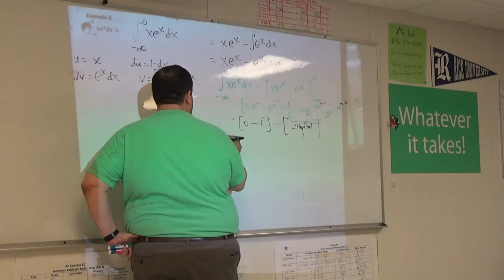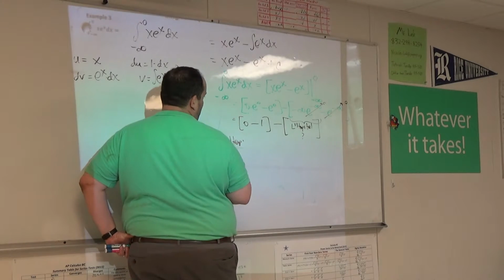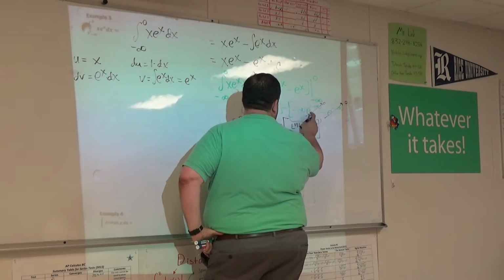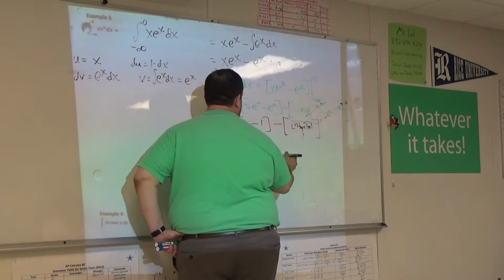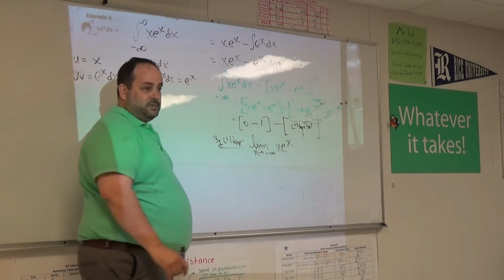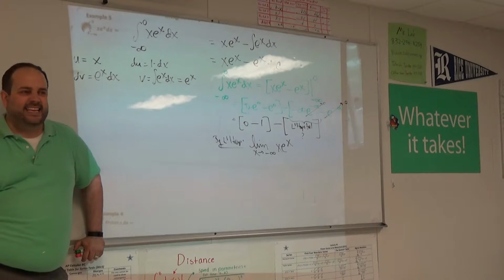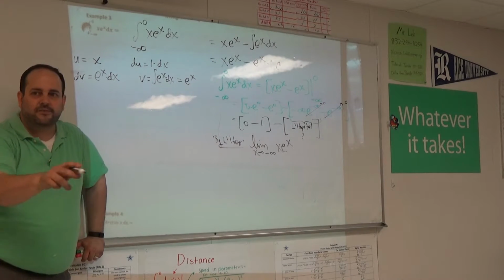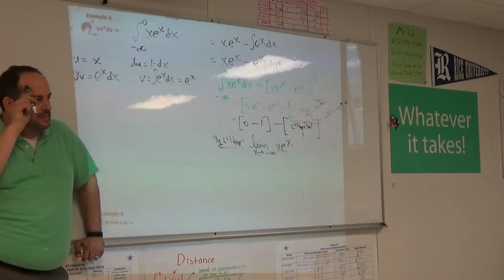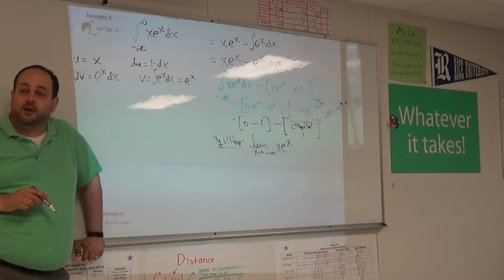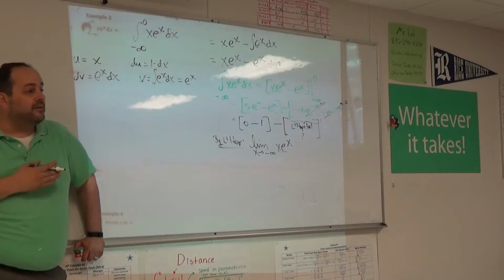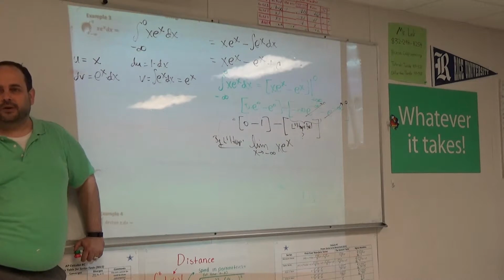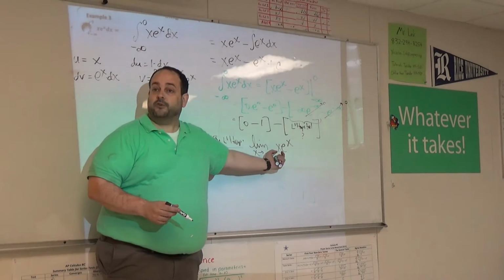So here's what we're going to figure out. What actually is the limit that we're trying to evaluate? Negative infinity times e to the negative infinity. I need to evaluate the limit as x approaches negative infinity of x e to the x. This is not your grandma's L'Hopital, because L'Hopital's rule works for quotients, fractions. I don't have a fraction. I need to get to a fraction. I can think of two ways.